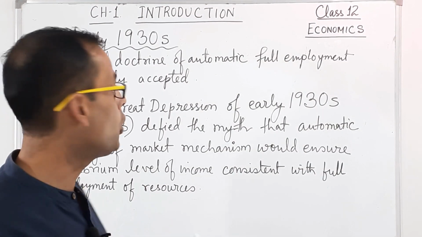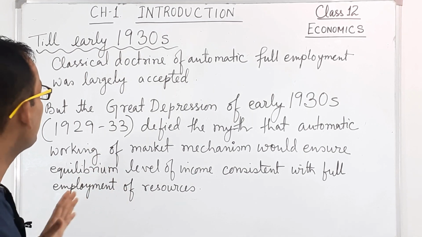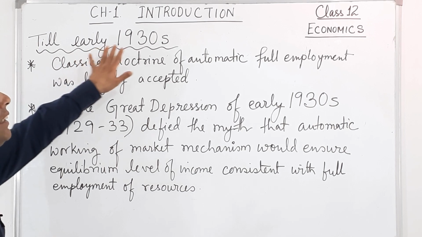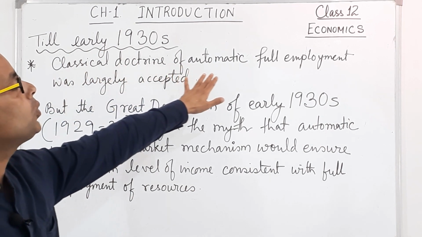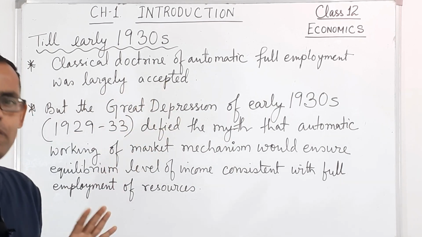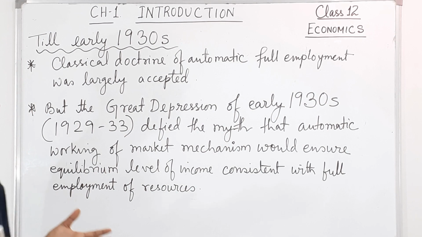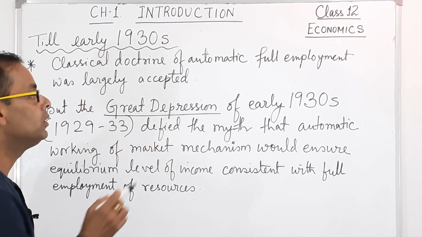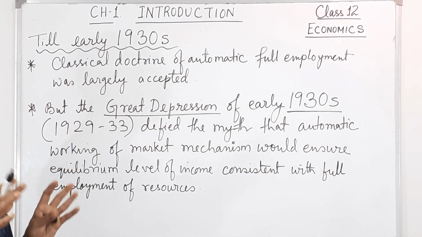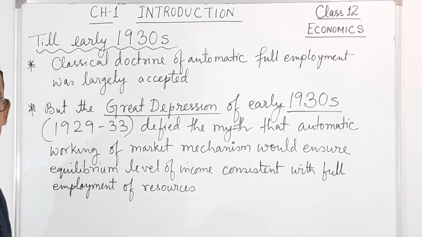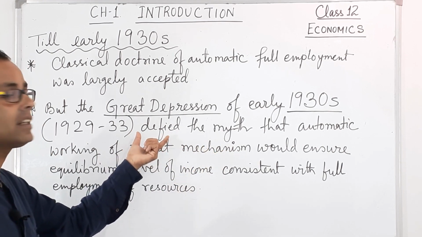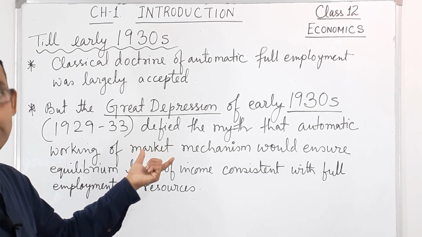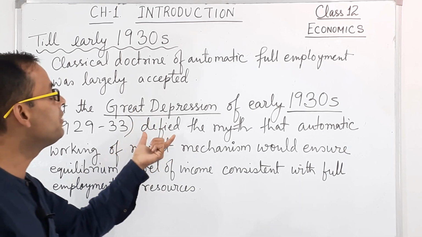Now everyone was following the classical thought. Till the early 1930s it was followed, and the classical doctrine of automatic full employment was largely accepted. So everyone started accepting the classical thought. But then came the Great Depression, in the early 1930s. The Great Depression period was from 1929 to 1933, and it defied the myth. That means this classical thought cannot be accepted when the Great Depression period came.